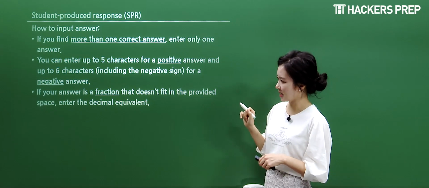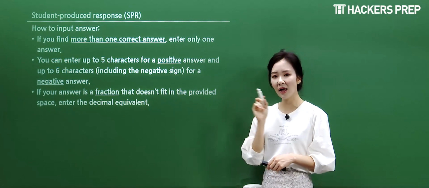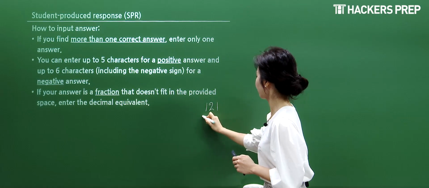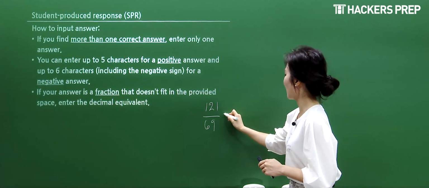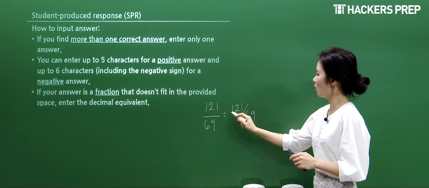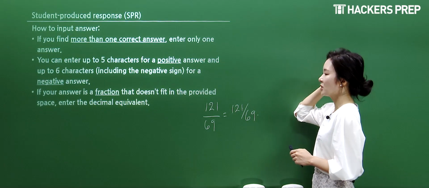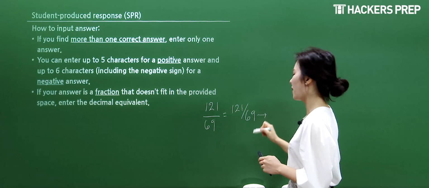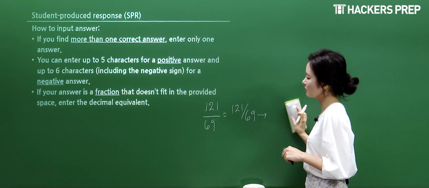Now, the next set says if your answer is a fraction that doesn't fit in the provided space, enter the decimal equivalent. So, for example, this is about 1, 2, 3, 4, 5, 6 characters for a positive number. In this case, because they only allow up to 5, it's better to convert this to a decimal and then input that into the answer sheet.